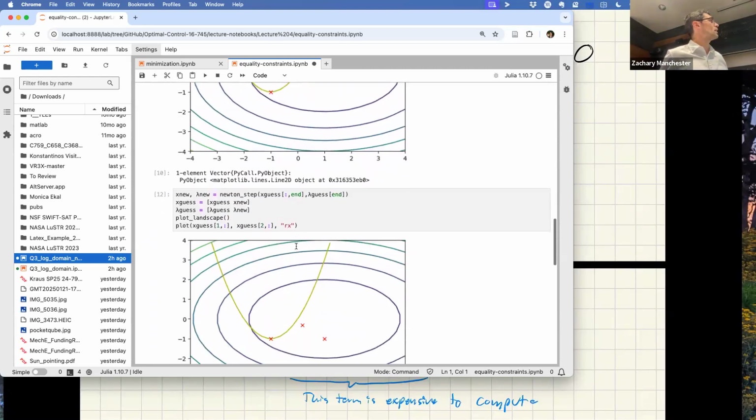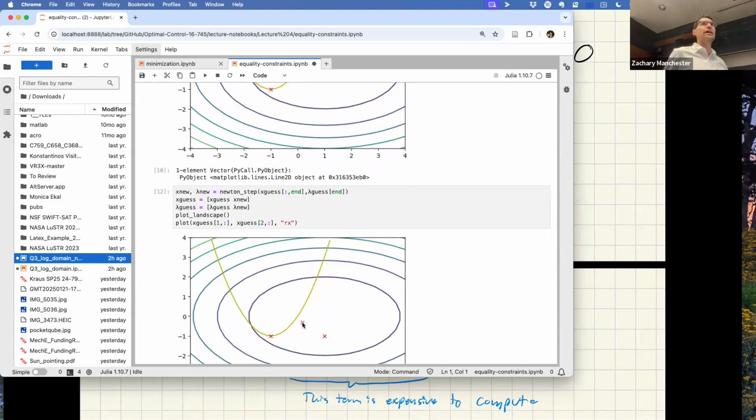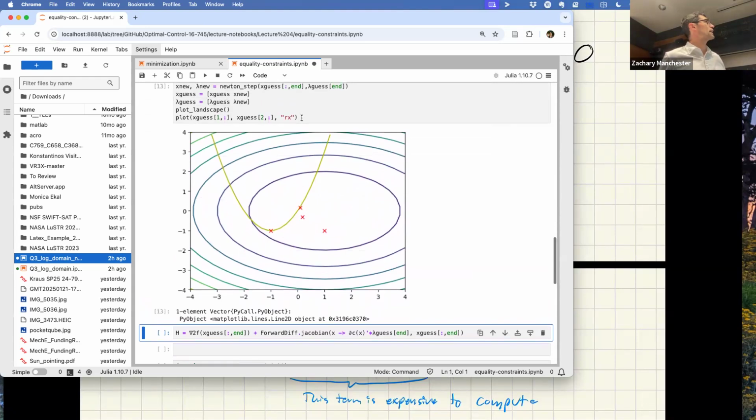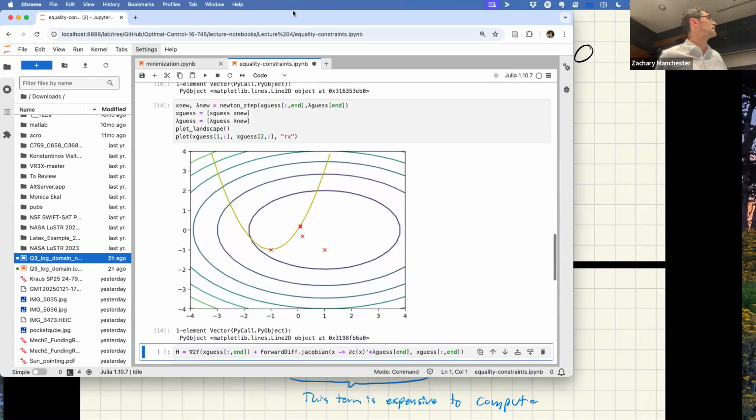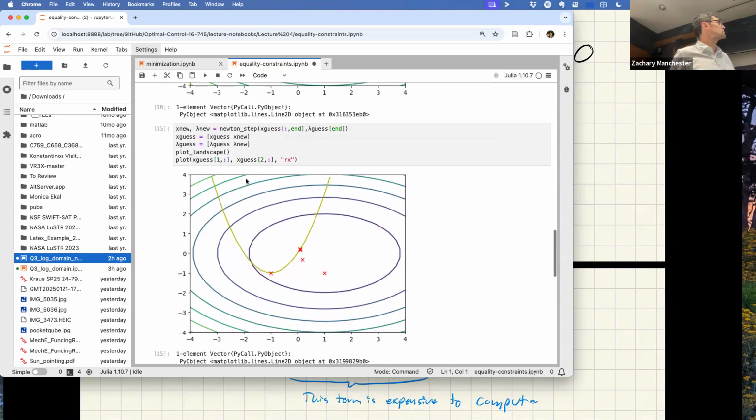So now I've stepped back towards the constraint. That looks pretty good. Take a couple more steps. So now I'm on the constraint and I'm pretty much where I think I should be. Yeah, and now I've converged. So very similar behavior overall, where it's like 4 or 5 steps with a reasonable starting guess, I'll get where I want to be. That's for next time.